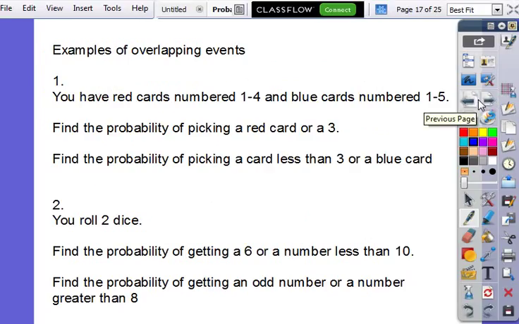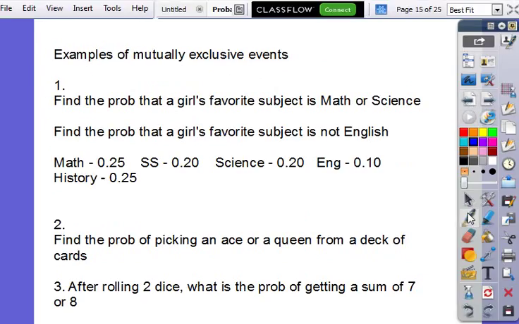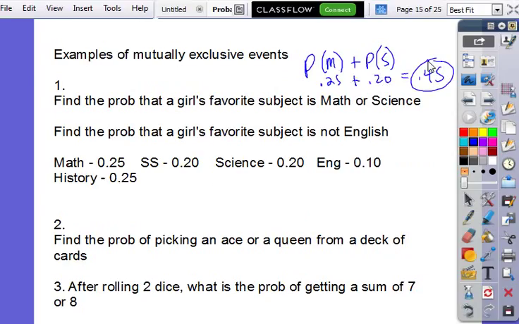All right, if I want to do this right here and say probability of a girl's favorite subject is math or science based on the numbers they gave me down here. So probability of math would be what? 0.25. Plus the probability of science would be what? So then I add those two things up and got my answer. So if it's mutually exclusive, it's the same stuff we've been doing before. Find the first probability, find the second probability, add them up.